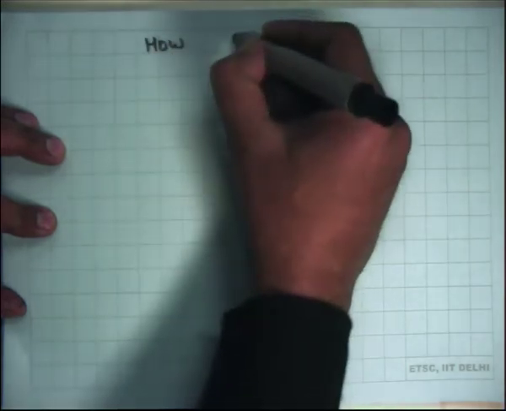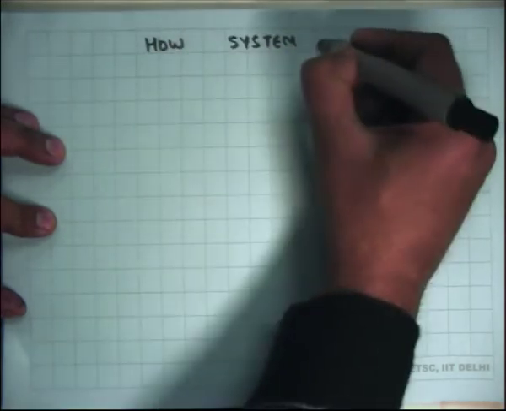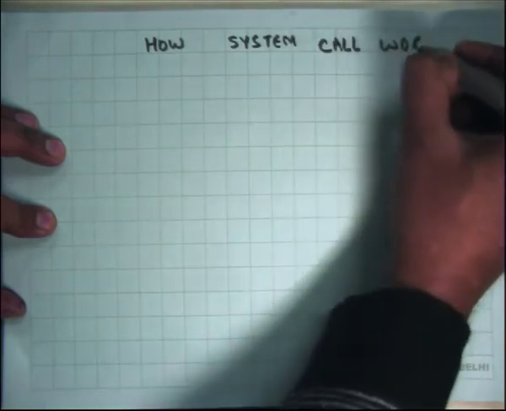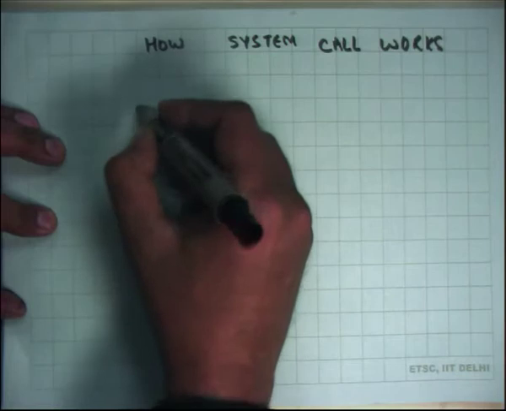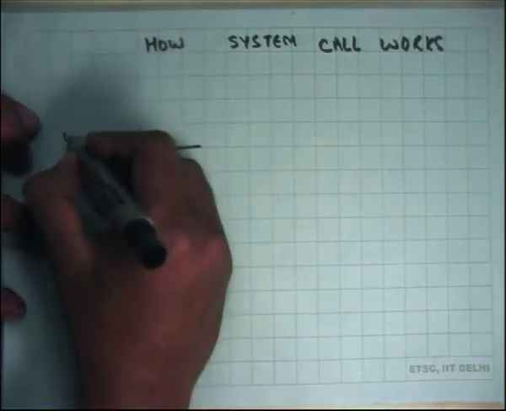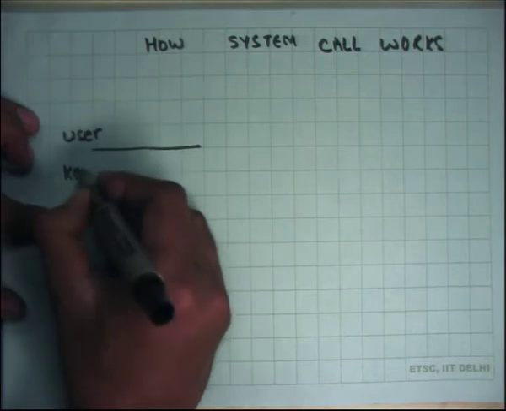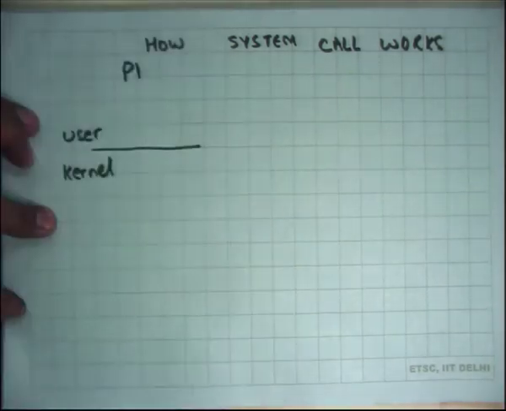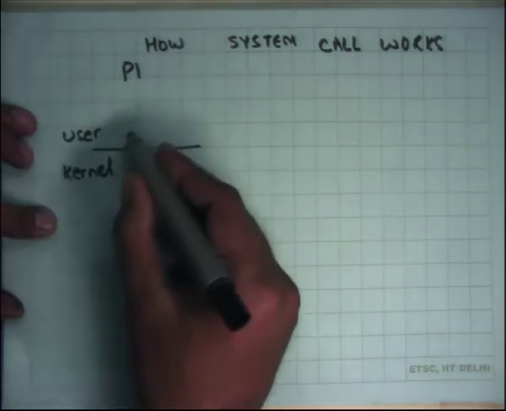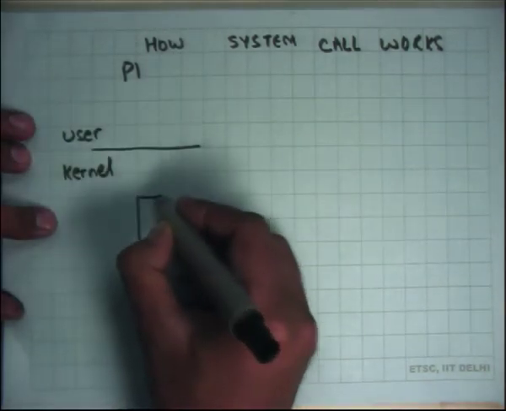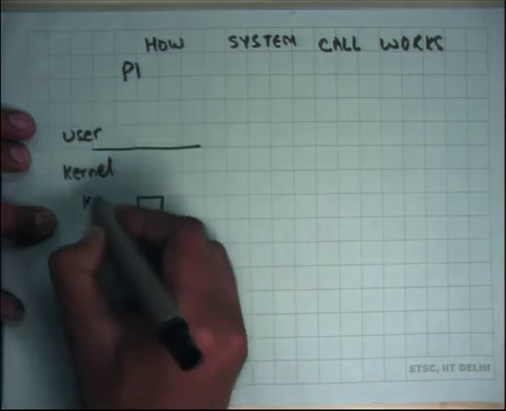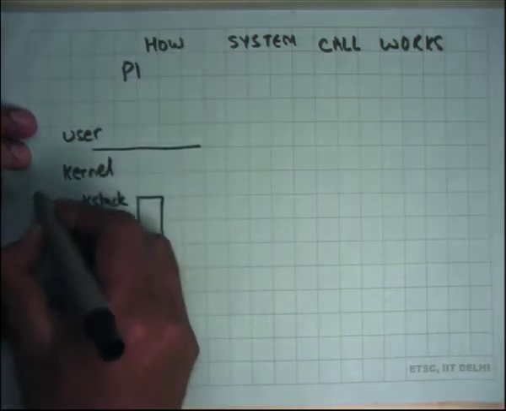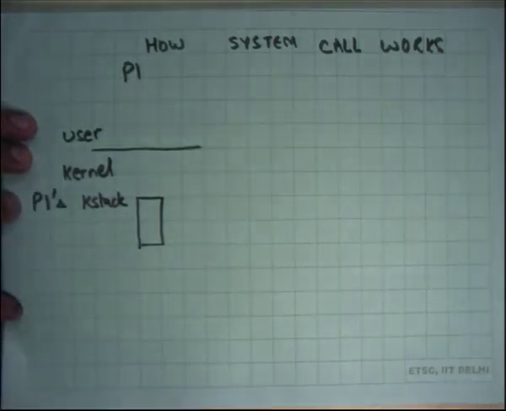All right. Okay. So let's look at how a system call works. Let's say this is user space, and this is kernel space, and this is a process P1, right? And in the kernel space, every process has a stack. Now let's assume x86 is processes model, so every process has a separate kernel stack, P1's K stack, right?